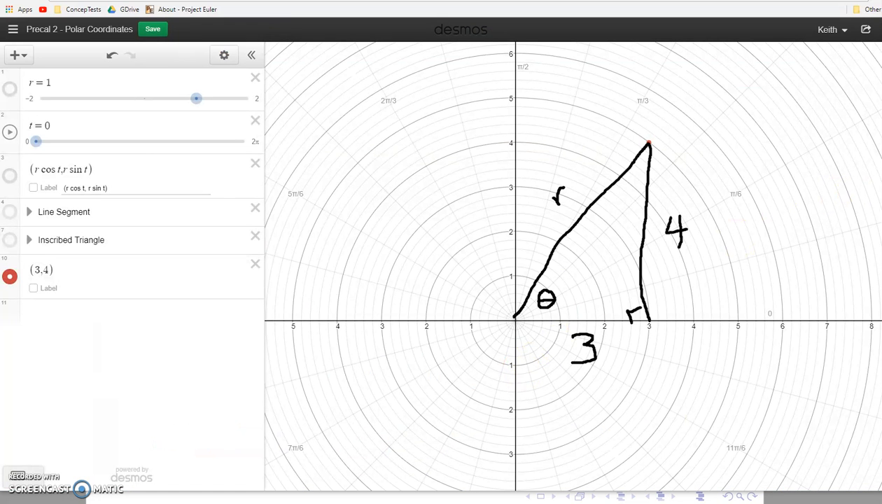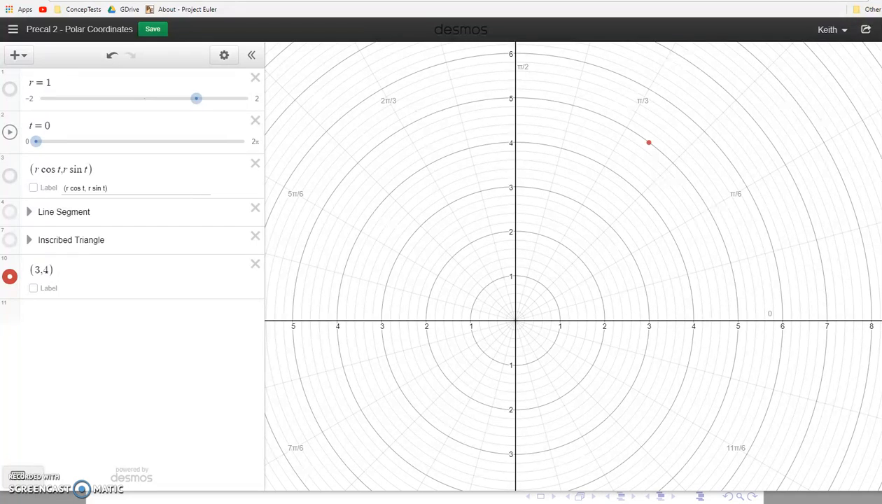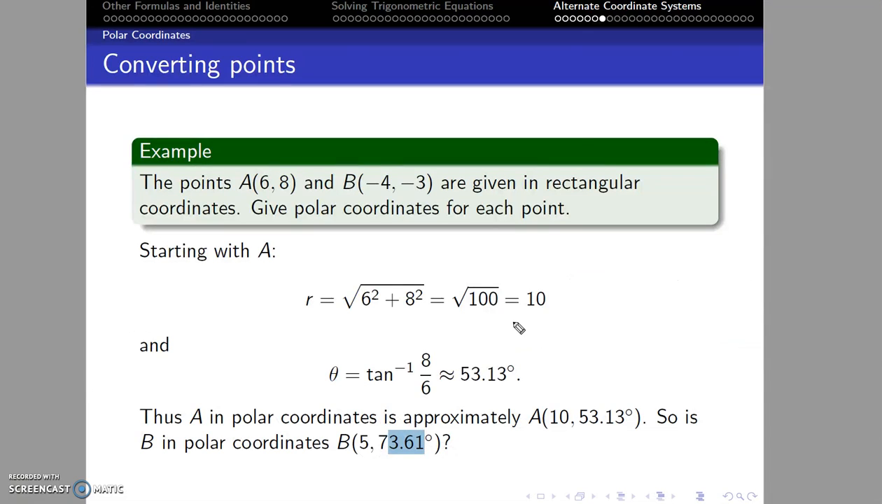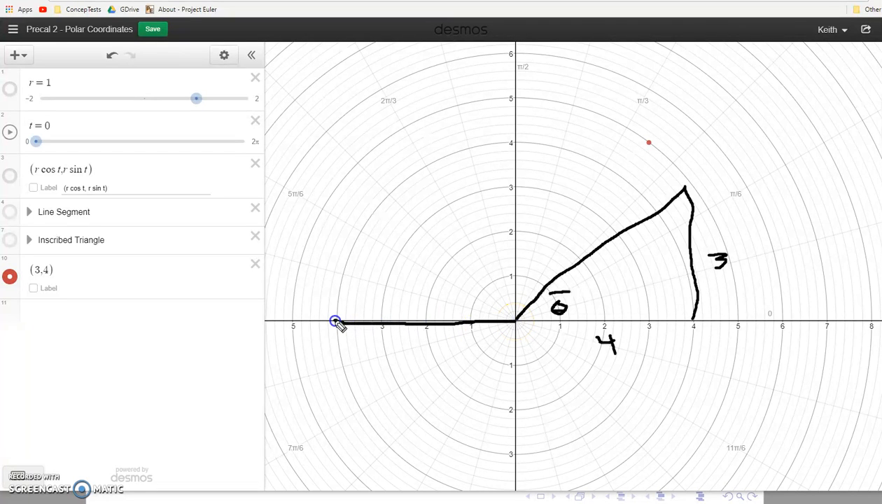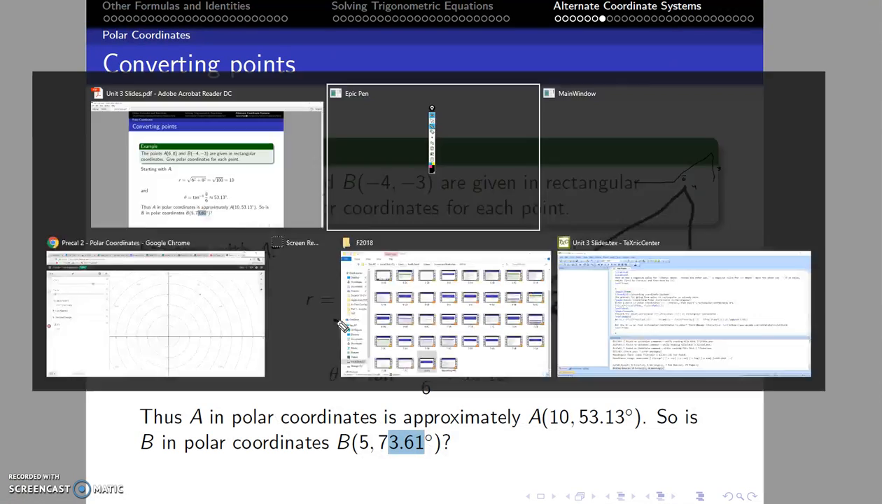Let me redraw this now. So our point now is -4 comma -3, which corresponds to 4 comma 3. Right, there's 4 there, there's 3 there. There's our reference angle there. And that needs to correspond to -4 comma -3.